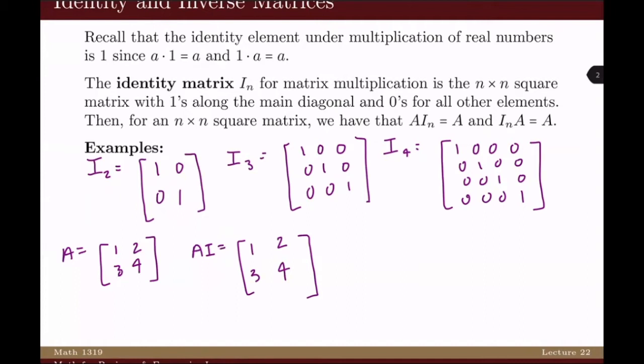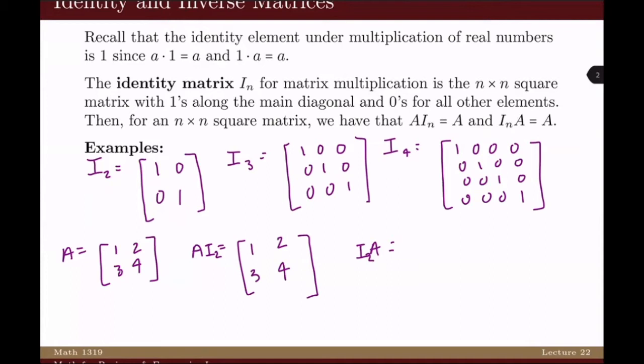Now let's test it going the other way. So let's do now I times A and make sure we're getting the A matrix back. This would technically be I sub 2. Sorry, I forgot that subscript the first time. I sub 2, because it's a 2 by 2 matrix.